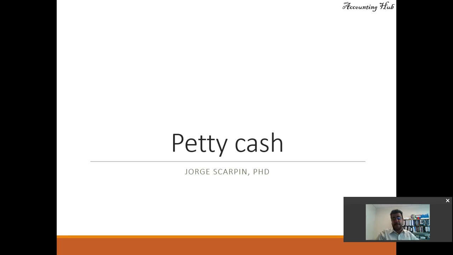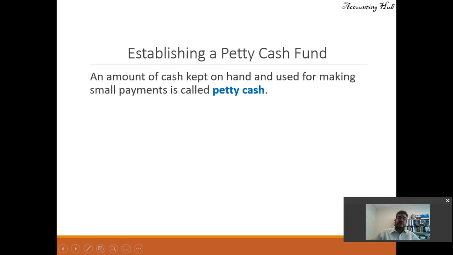I'm Professor George Scarpin, PhD in Accounting, and our topic today is petty cash. What is it? First of all, establishing a petty cash fund: an amount of cash kept on hand and used for making small payments. It's called petty cash. For instance, let's purchase a soda. We will not write a check to purchase a soda or very small supplies and so on. So we use money.